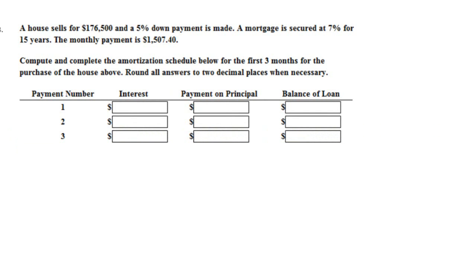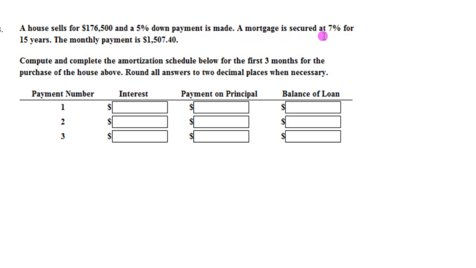In this problem, we're going to complete the amortization schedule for the first 3 months of the purchase of a house. So here are the details. The house sells for $176,500 and a 5% down payment is made.